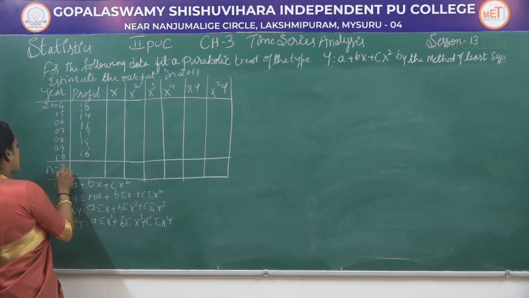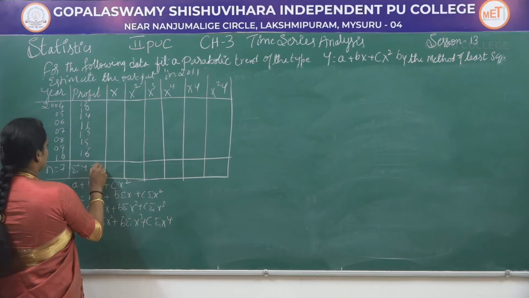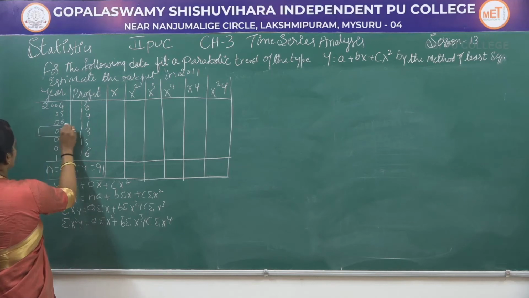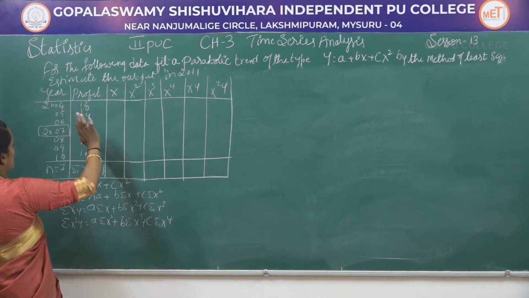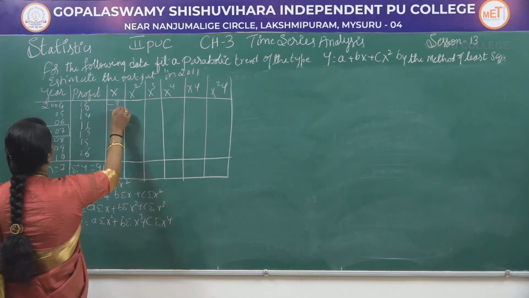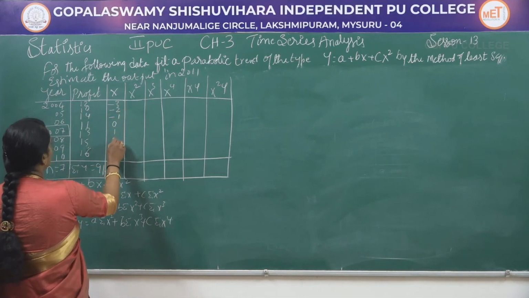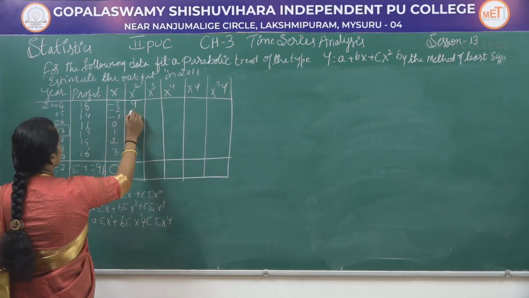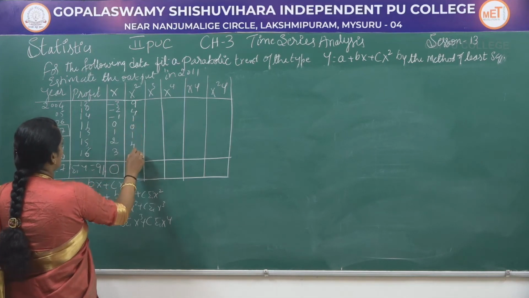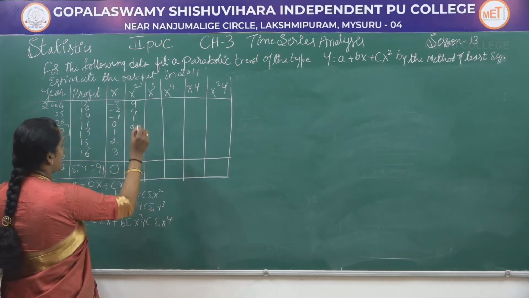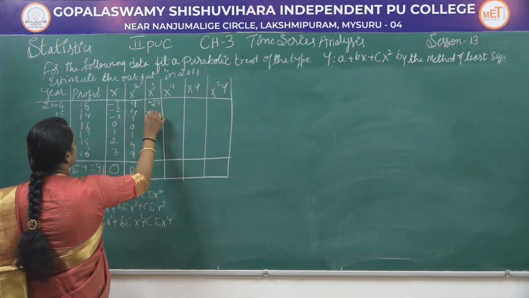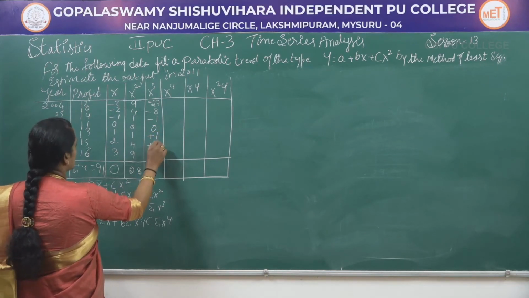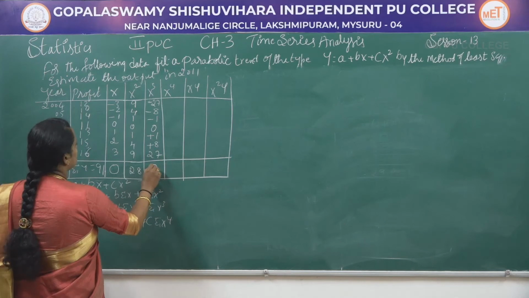Here n is equal to 7 and summation y is equal to 91. To make summation x zero, the middle one is 2007, so I should take the deviation, that is minus 3, minus 2, minus 1, 0, 1, 2 and 3, so that this will become 0. Next 9, 4, 1, 0, 1, 4 and 9, this total is 28. Minus 27, minus 8, minus 1, 0, 1, 8 and 27, this will become 0.